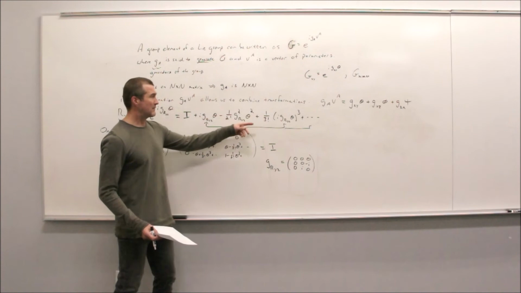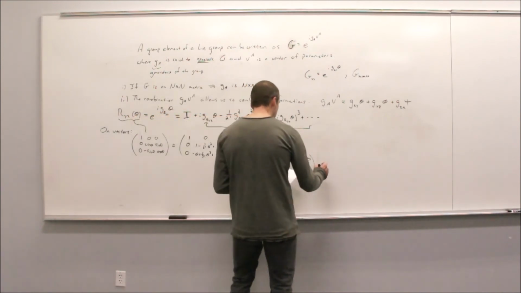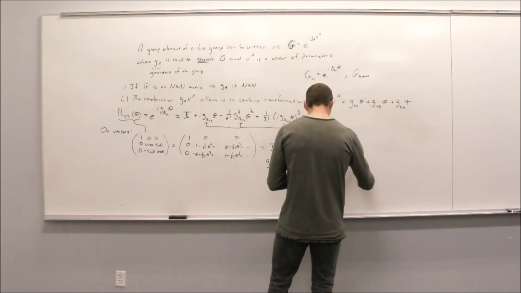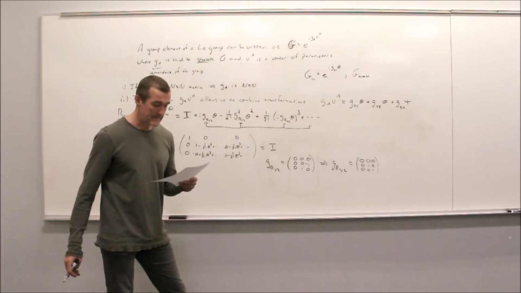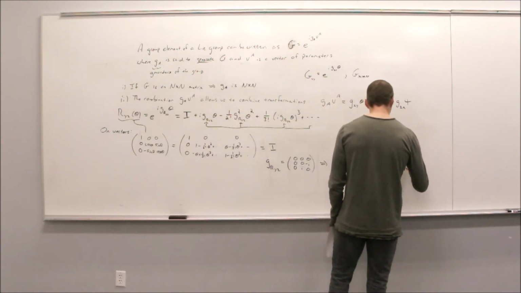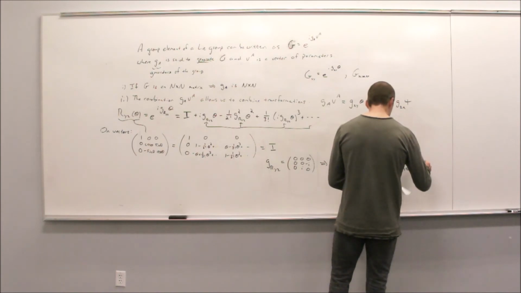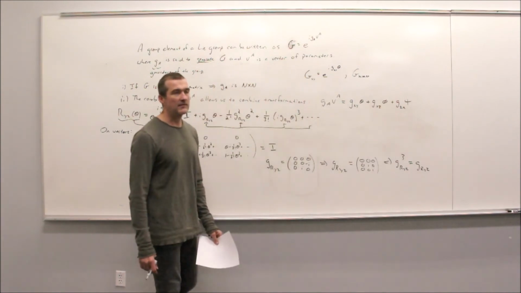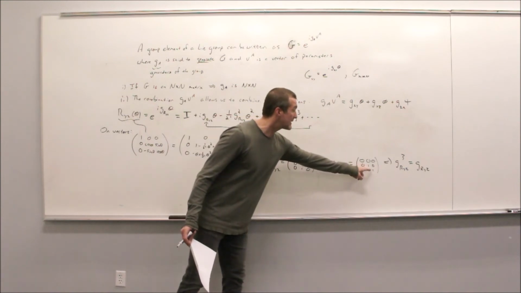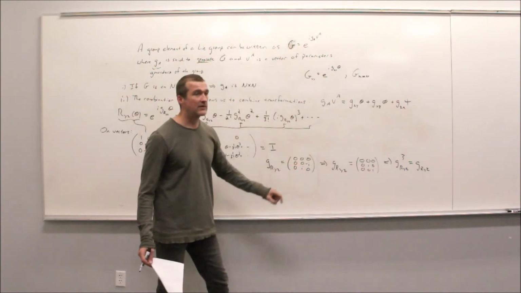Now, this is the cool thing about generators. If I square this generator, I get 0, 0, 0, 0, 1, 0, 0, 0, 1. So if I cube it, I get the original generator back, because this is just acting like an identity on the space where things are non-trivial in the generator land.